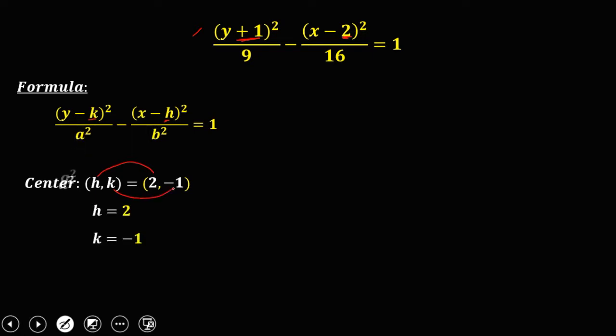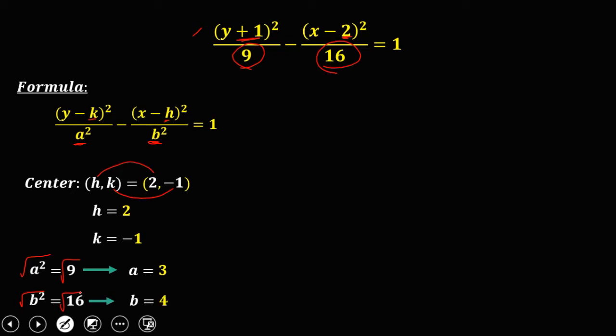Then to solve for a, that's a squared equals 9. And to solve for a, take the square root. So a now is equal to 3. Then to solve for b, we have this b squared equals 16. Then to solve for b, take the square root. So b is positive 4.